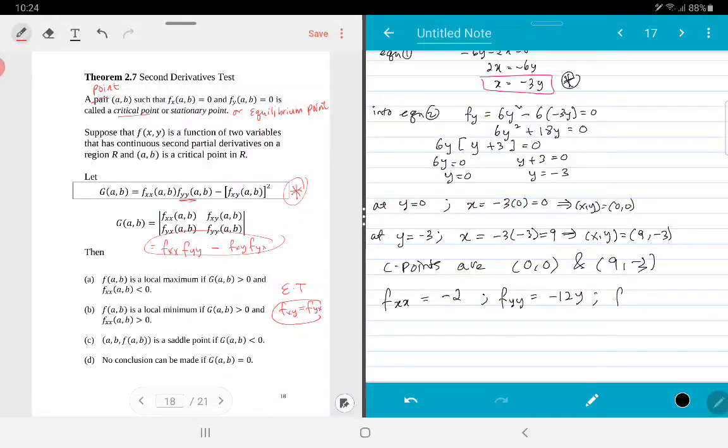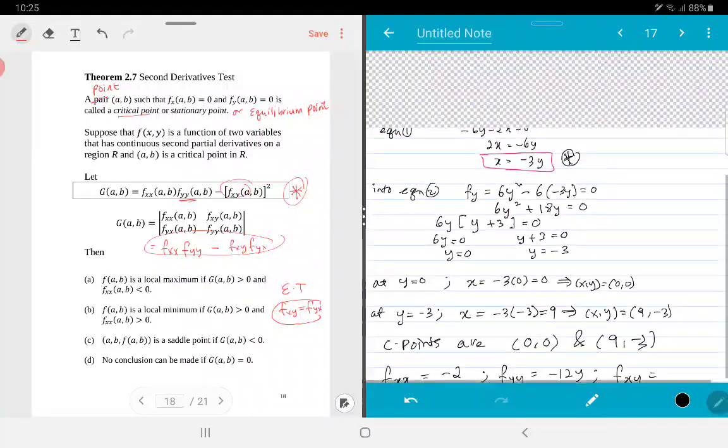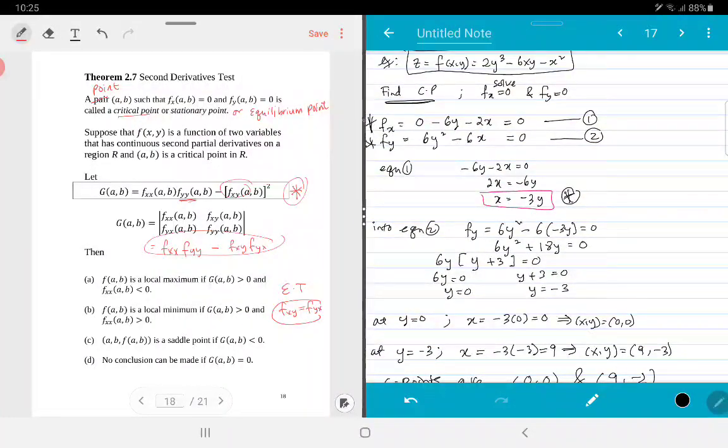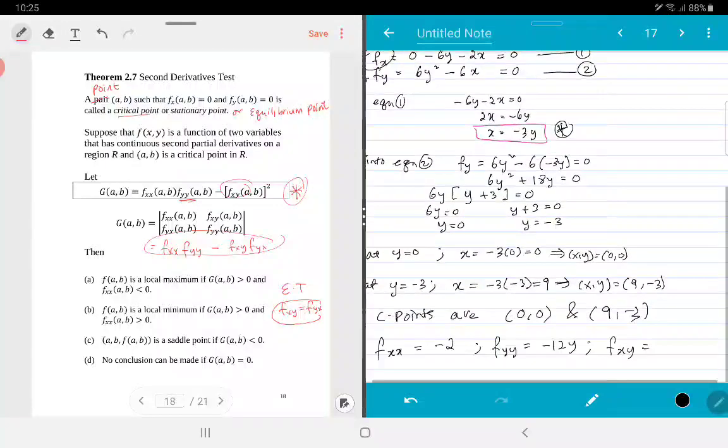And we also need fxy here. For fxy, we start with partial f partial x again, but we differentiate it with respect to y this time. So it's going to be negative 6.